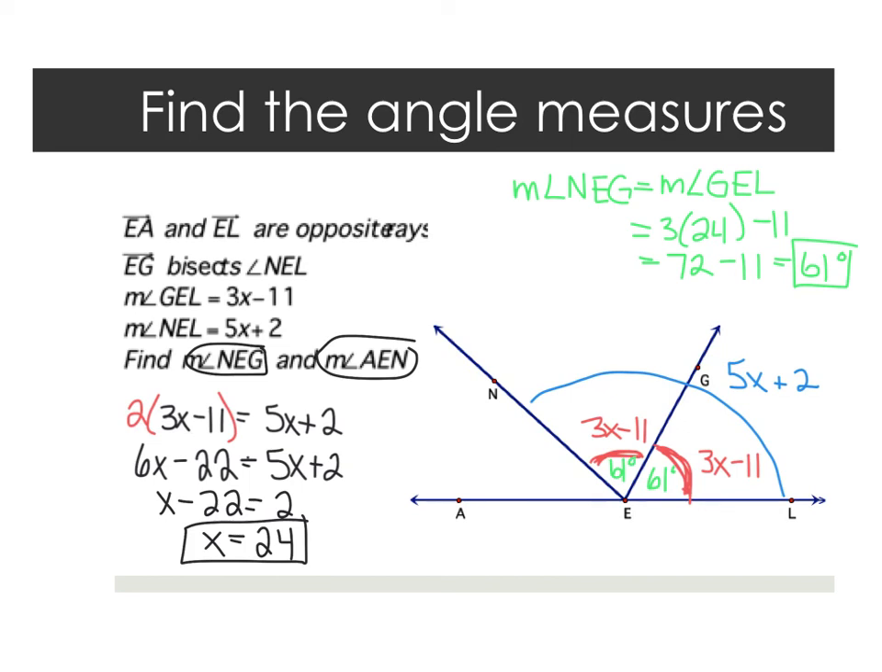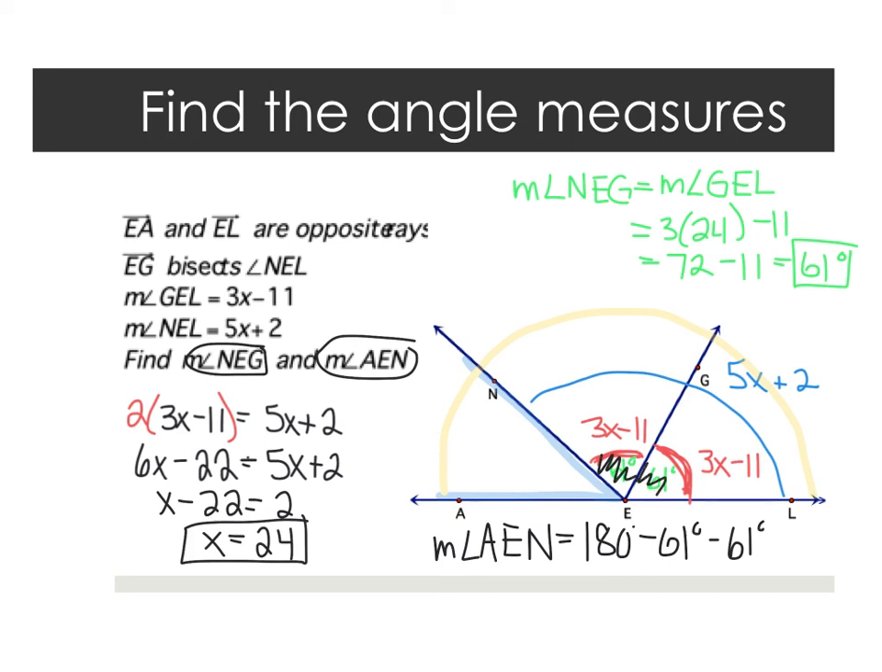Why do I care about that? Because now I have to find angle AEN. Well, hold on. There's nowhere to plug x in. They didn't give me an expression for AEN. So this is where you have to think, what do I know that's going to help me find AEN? I know that this entire angle here is 180 degrees. So to find angle NEA, AEN, it doesn't matter. If I write the letters or say them in the opposite order, it's the same angle. AEN is going to equal 180 minus 61 degrees minus 61 degrees. Right? I'm going to take away this 61 and this 61 from 180, and I will be left with what angle AEN is, and that is 58 degrees.